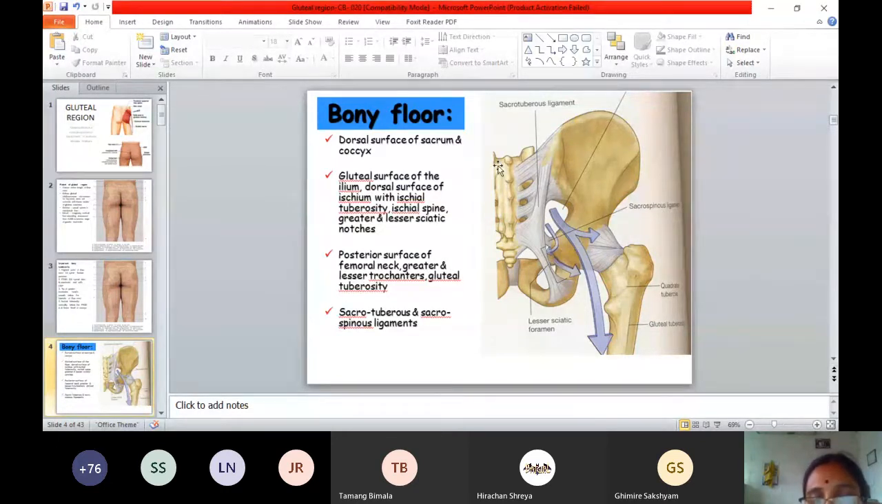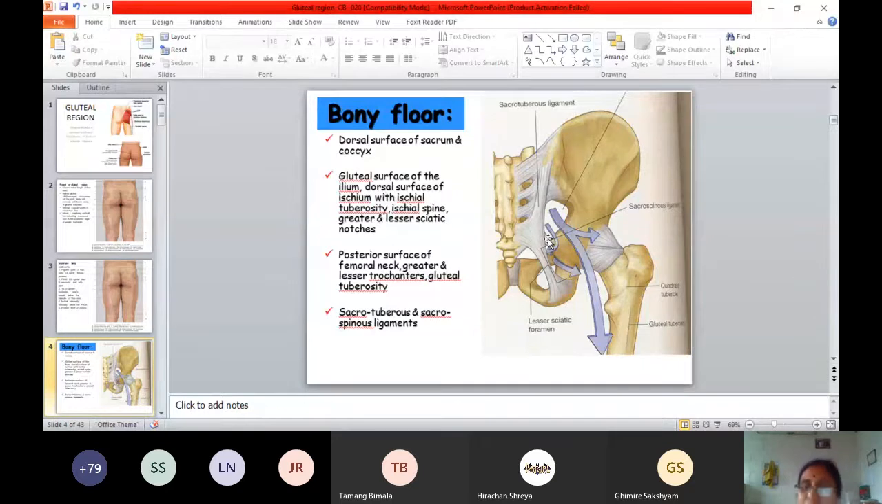So what is the bony floor? The dorsal surface of the sacrum, coccyx, gluteal surface of the ilium, dorsal surface of the ischium, ischial spine, and ischial tuberosity. And what are the ligaments? The ligament extending from the sacrum to the ischial tuberosity is the sacrotuberous ligament. The ligament extending from the sacrum to the ischial spine is known as the sacrospinous ligament.